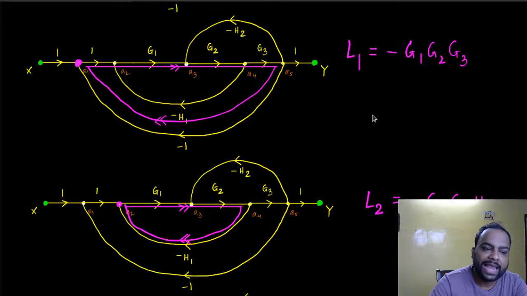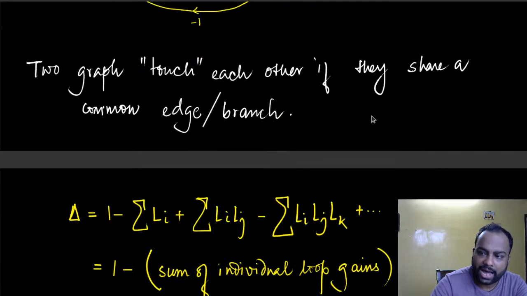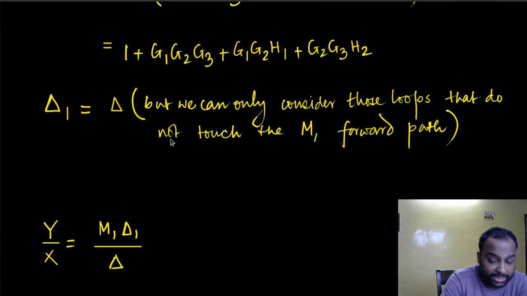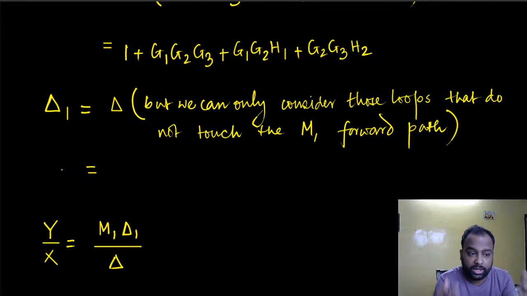So that way, L1, L2, L3, all these are completely out of the story when it comes to calculating delta 1. So delta 1 would be the value of delta if L1, L2, L3 did not exist, right? So we have to eliminate those loops which touch the M1 forward path, and all the three loops that we have here are touching the M1 forward path, right? So all these three are eliminated. So loop 1 is no longer there, loop 2 is no longer there, loop 3 is no longer there.